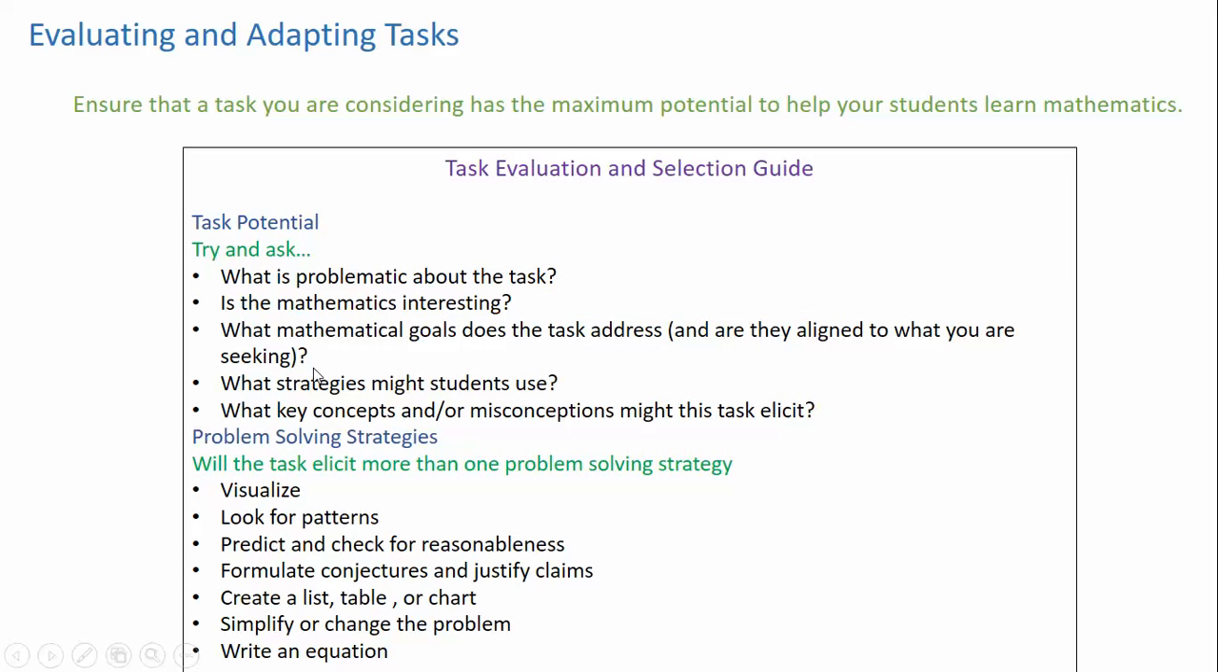Next, evaluating and adapting tasks. We need to ensure that a task we are considering has the maximum potential to help our students learn mathematics. There are task evaluations. For example, the task potential: try and ask, what is problematic about the task? Is the mathematics interesting? What goals does the task address? What strategies might my students use? Also, problem-solving strategies. Will the task elicit more than one problem-solving strategy? They need to look for patterns, create a list, table, or chart, and write an equation.